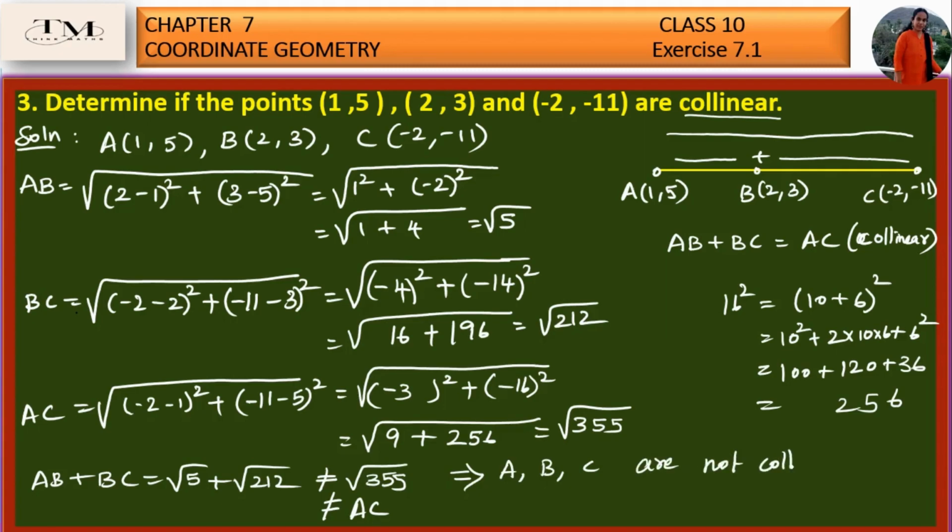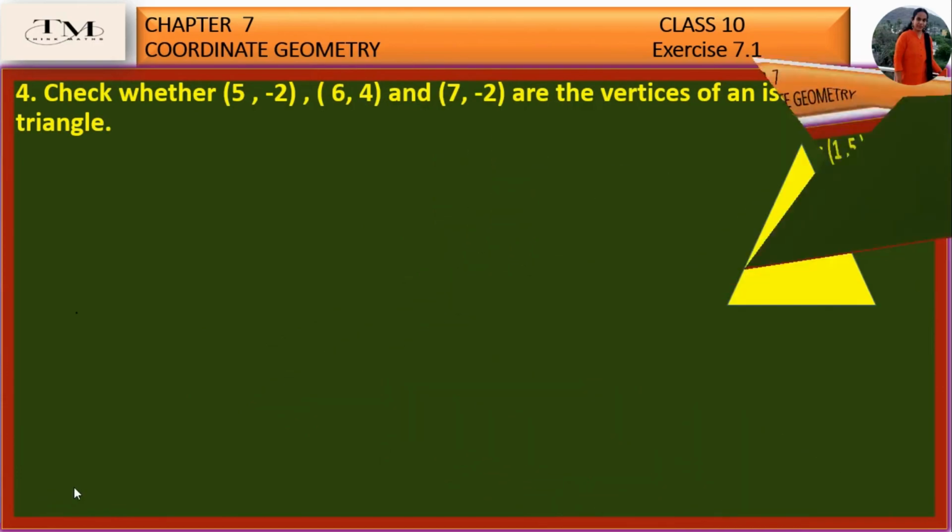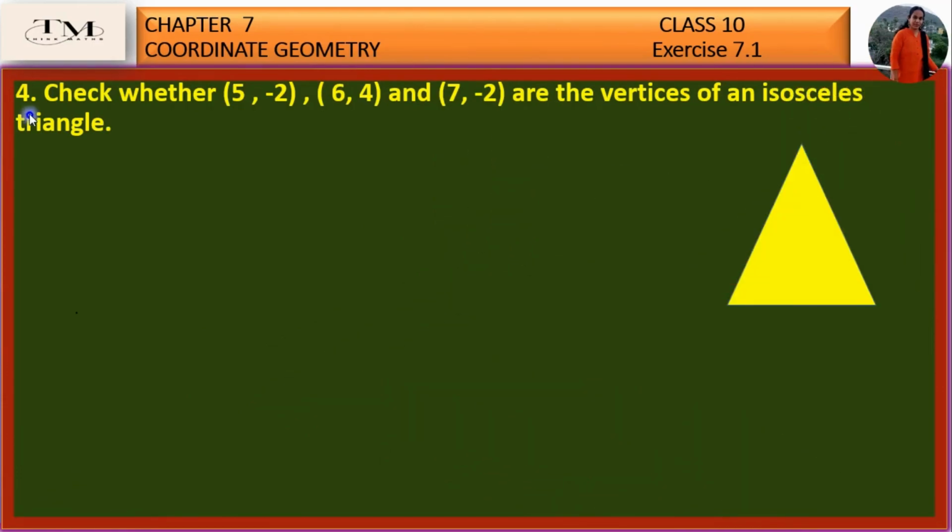Okay, children? So this is the answer for the third question. I hope you can understand. So moving on to the fourth question in the next page. Fourth question: check whether (5, minus 2), (6, 4) and (7, minus 2) are the vertices of an isosceles triangle. Okay, so we have to check whether these vertices form an isosceles triangle. So what do you mean by isosceles triangle? Any two sides should be equal.